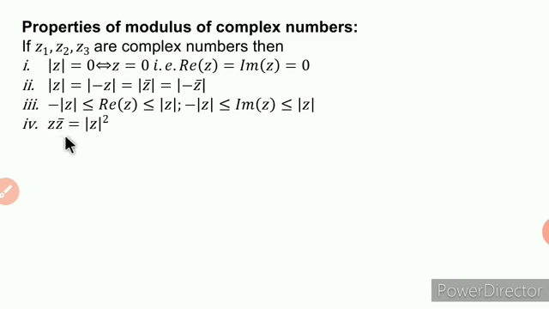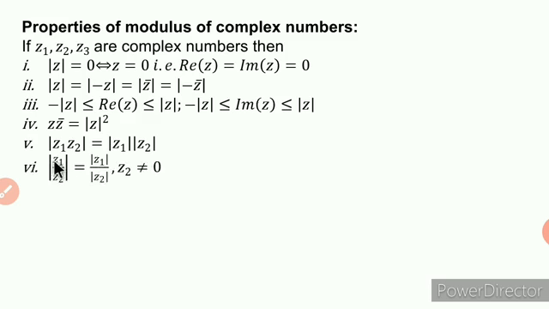4. z into z bar is equal to mod z square. 5. Mod z1 into z2 is equal to mod z1 into mod z2. Means the modulus value of the product of two complex numbers is the same as the product of their modulus.